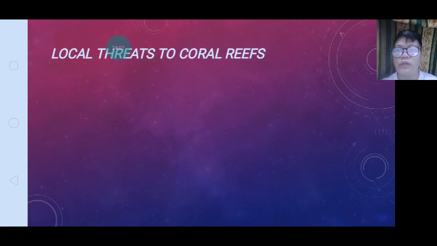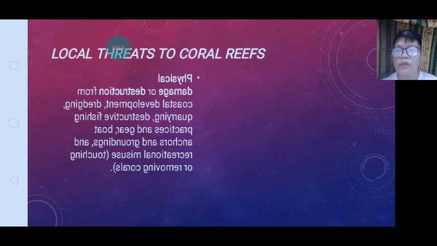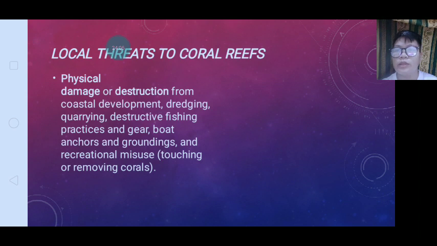So, local threats to the coral reef. Physical damage or destruction from coastal development, dredging, quarrying, and destructive fishing practices and gear, boat anchors and groundings, and recreational activities such as touching or removing corals.